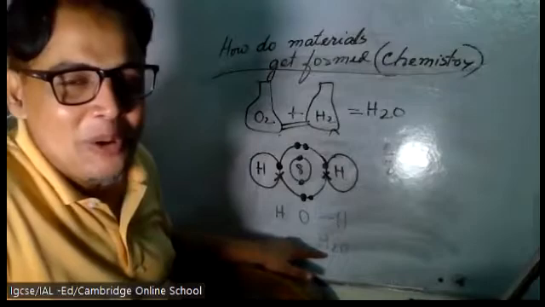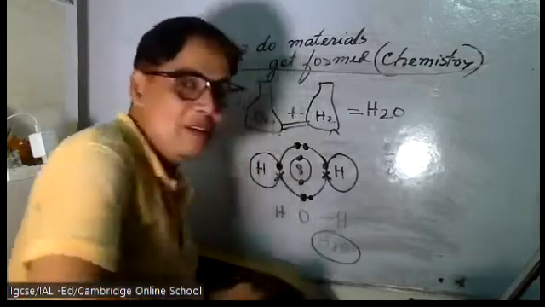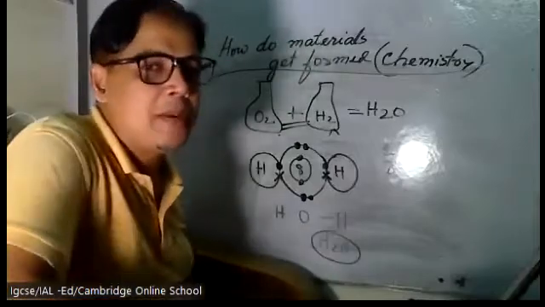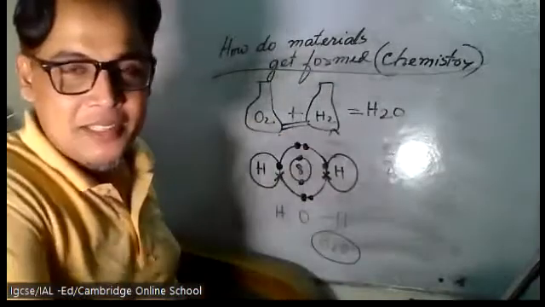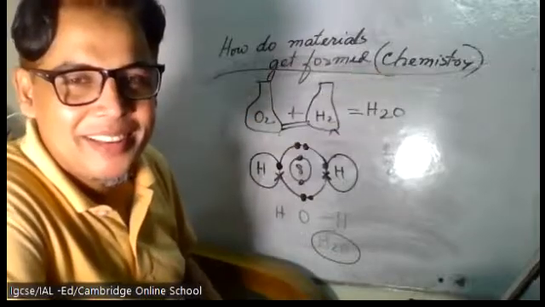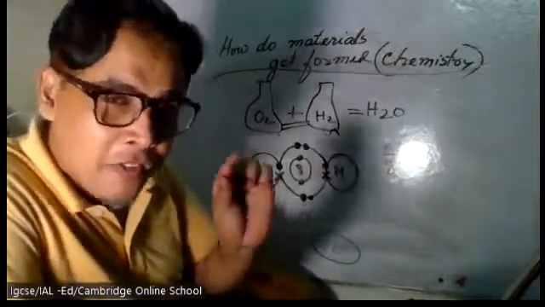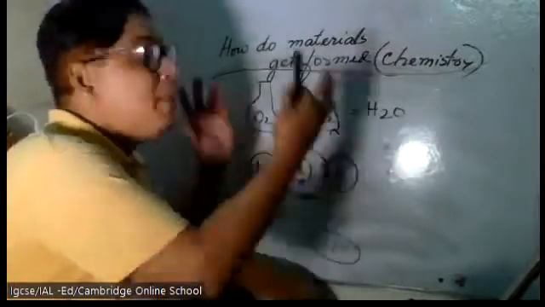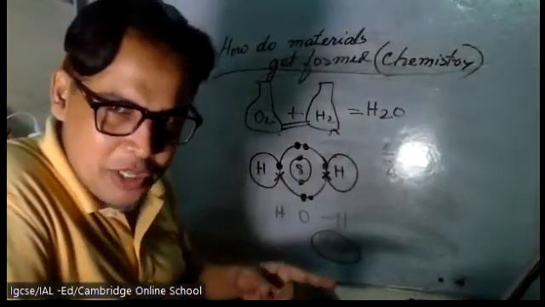Which chapter of the chemistry book am I telling? Chemistry first chapter, and this is not exactly chemistry. This is the beginning of science, because I have written the question: how do materials get formed? I'll enter your book later, inshallah, but this is the great question of the first chapter, the basics of science. My question: how do materials get formed?